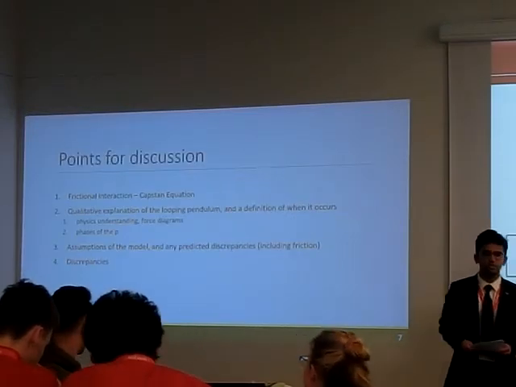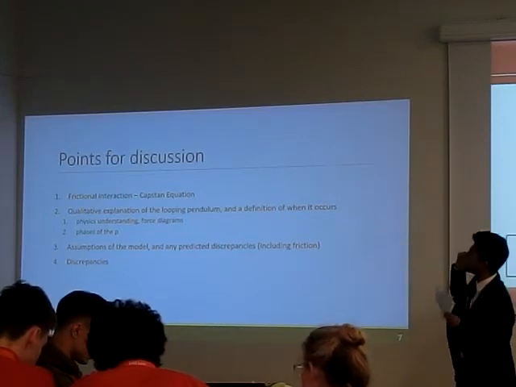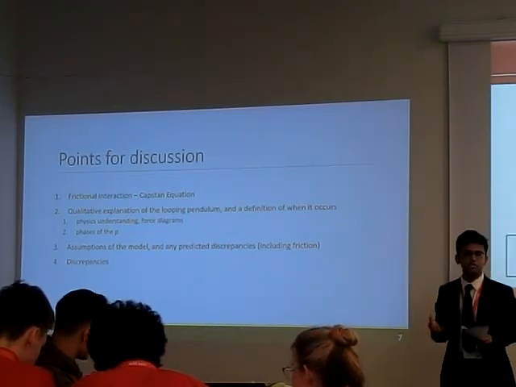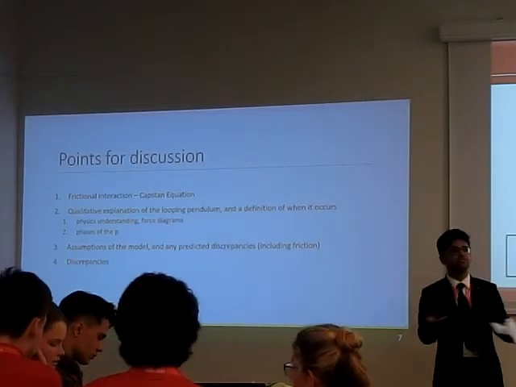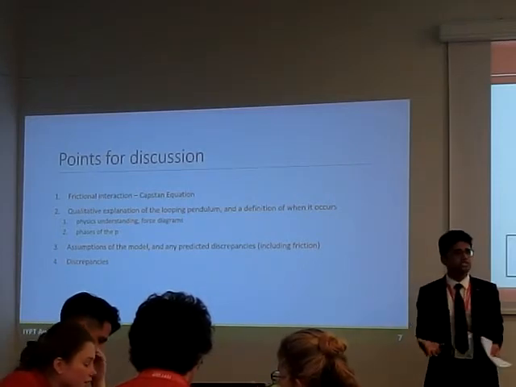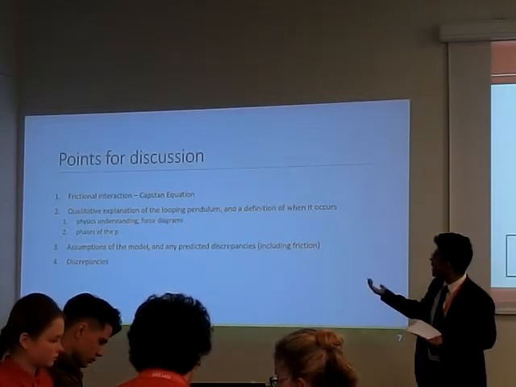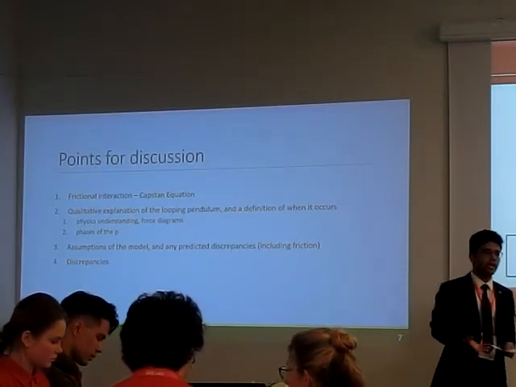So the points for discussion I'd like to cover are the frictional interaction and qualitative explanation of the looping pendulum, a definition of what it requires in physics understanding, force diagrams, and then phases of the problem solved. And we think this is really important. This is the main thing. This is the actual phenomenon. Assumptions of their model, and of course, the results they got and how closely they match.